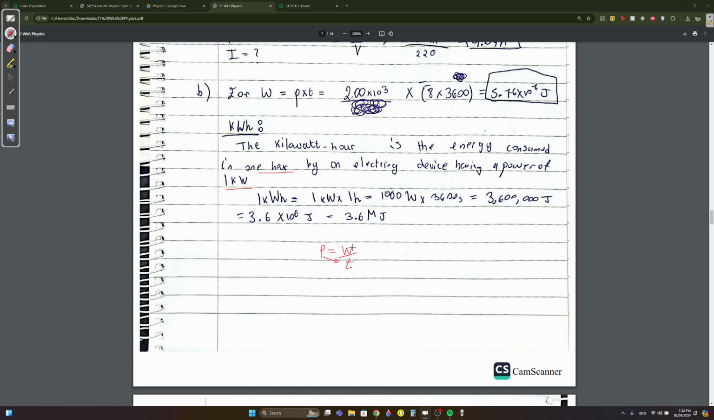Let's just say energy W is going to be equal to power times time. Power is in watts, time is in this case, they're using hour. And since they're using a bigger unit of time, they were like, you know what? Let me just put a kilo here. That's just what's happening. It's just a unit of energy. 1 kilowatt hour is equal to 1 kilowatt times 1 hour, which is equal to 1000 watts, because kilowatt is 1000 watts, times 3600 seconds. So 1 kilowatt hour is equal to 3,600,000 joules, which is equal to 3.6 times 10 to the power of 6 joules, which is equal to 3.6 mega joules.